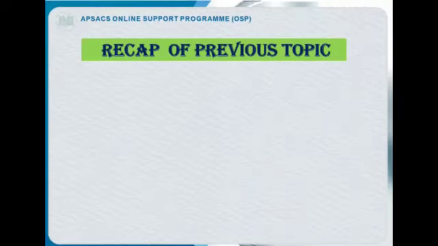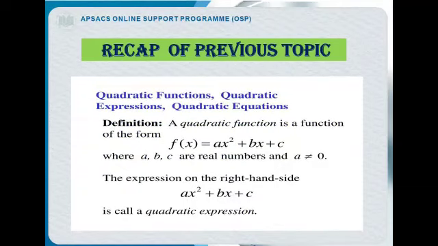But we're going to recap the topic, that is quadratic equation. A quadratic function is a function in the form of ax square plus bx plus c, where a, b, c are real numbers. Remember, we have learned that in this there will be the same variable but the power would be different. One would be having square and another would be having no power.